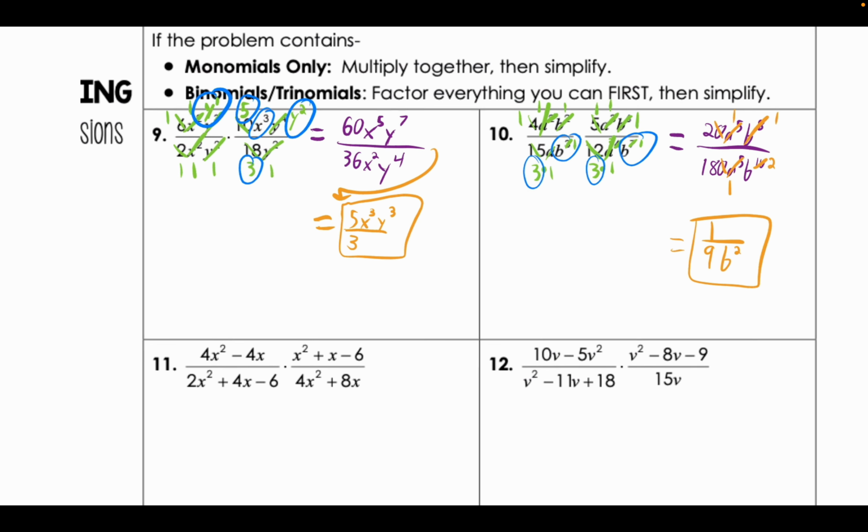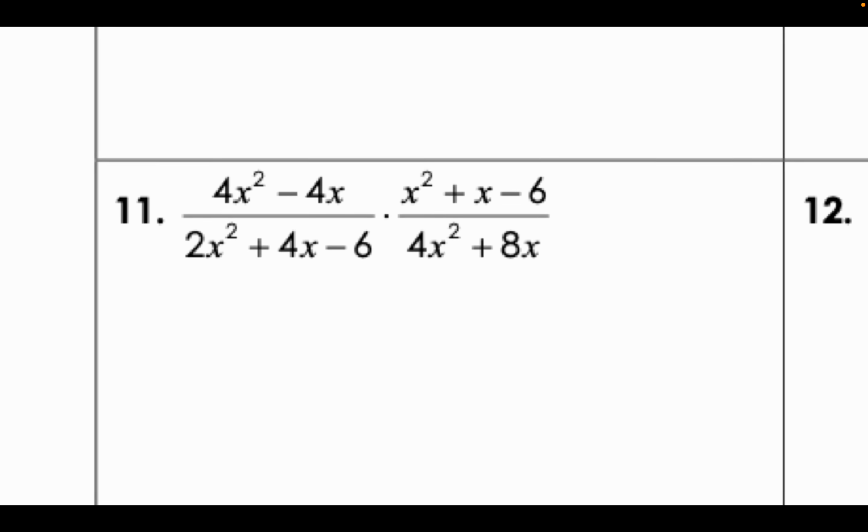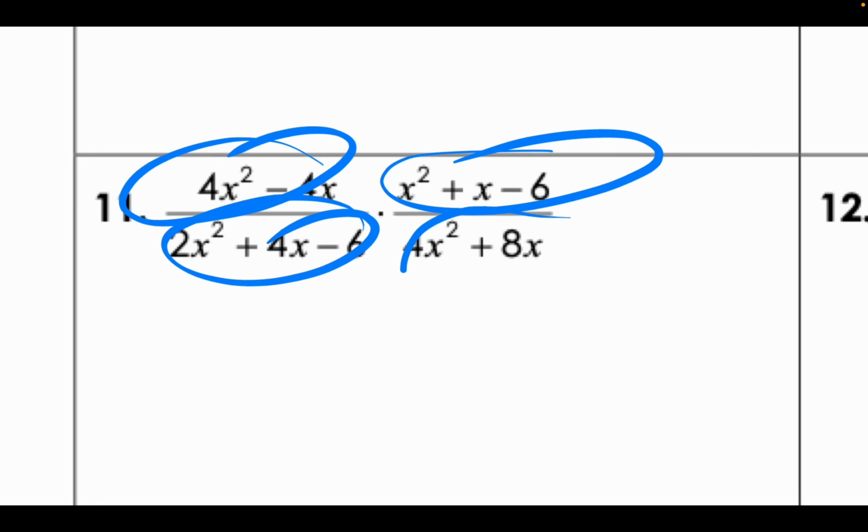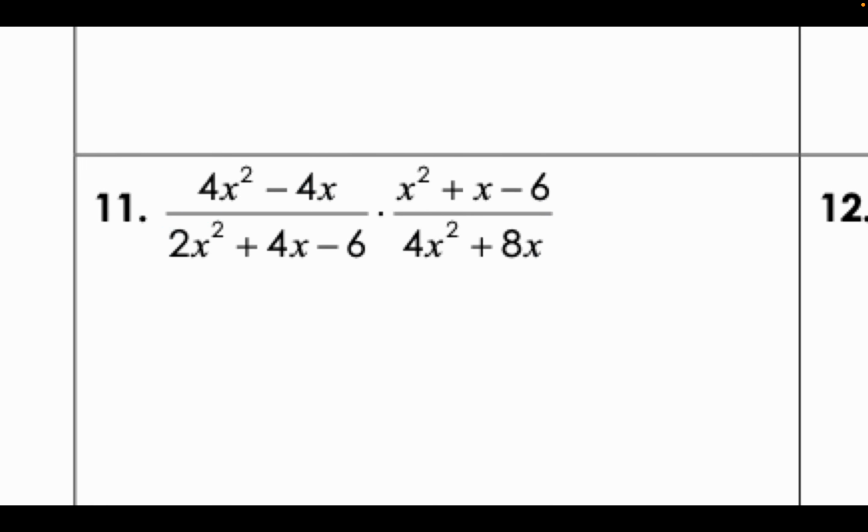Number 11 here, though, we have binomials and trinomials. So you really just have to focus on factoring first, all parts. You have to factor this numerator, this denominator, this denominator. Lots and lots of factoring. So if you were bad at factoring going into this unit, you'll probably be a lot better coming out, as long as you work hard at it, because you're going to get a lot more practice.